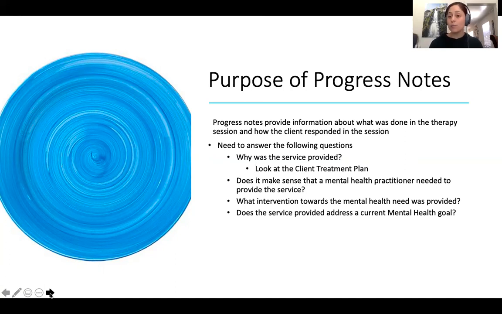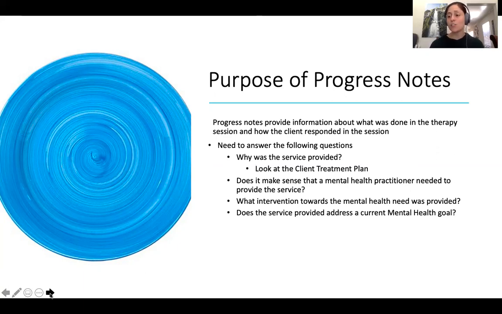Alternatively, you wouldn't solely rely on behavioral interventions like coaching on coping skills, which a rehab specialist could do. If so, the insurance company might ask, why are we paying a therapist the rate of a therapist for a rehab specialist's job? So you want to include therapeutic processes in your progress notes.